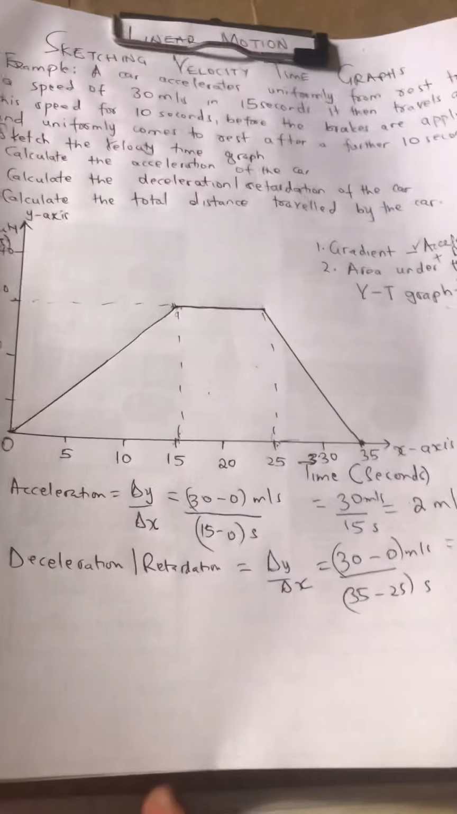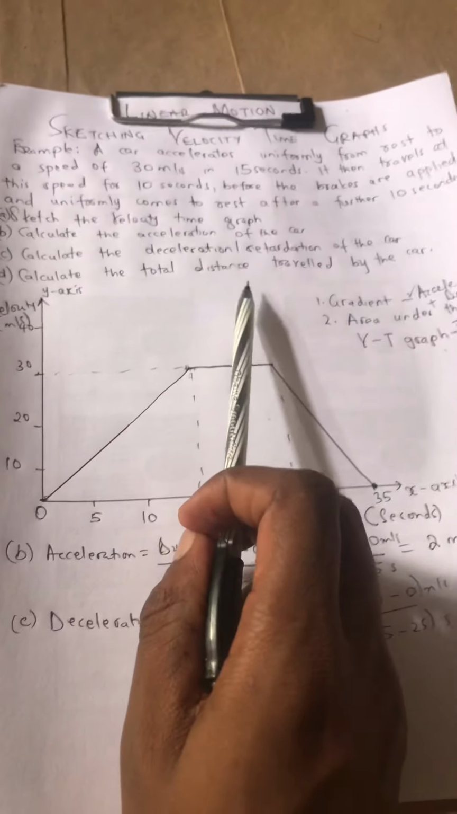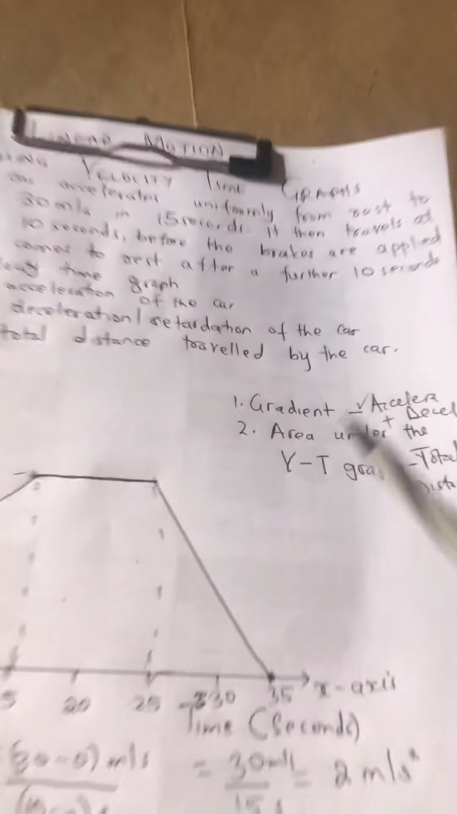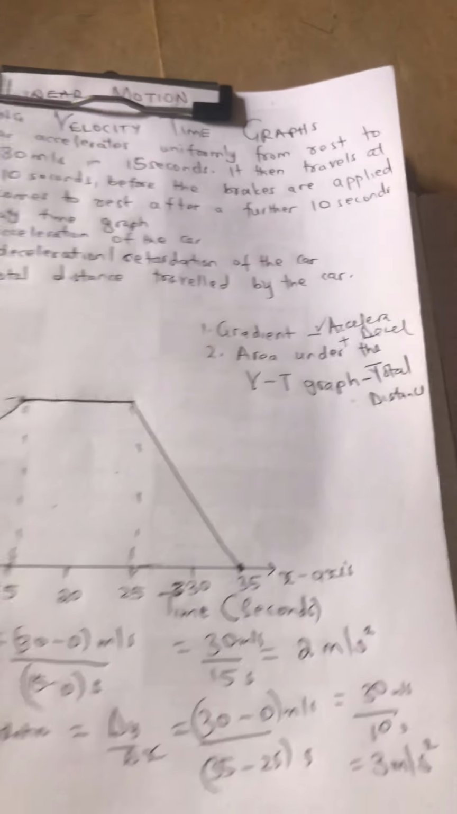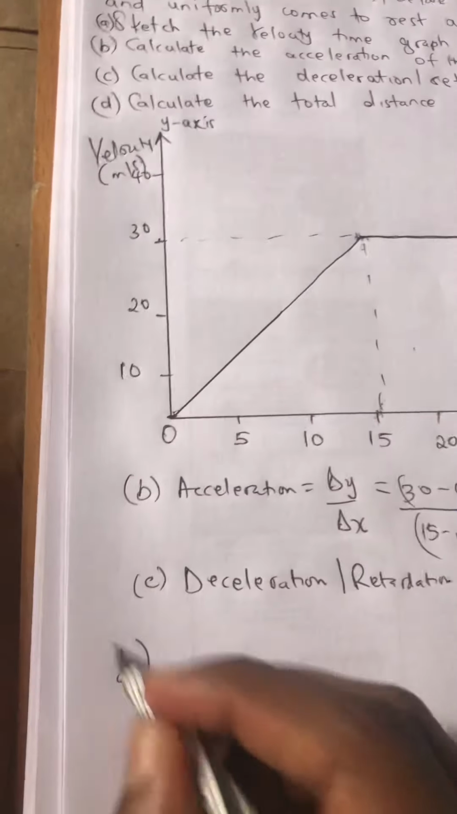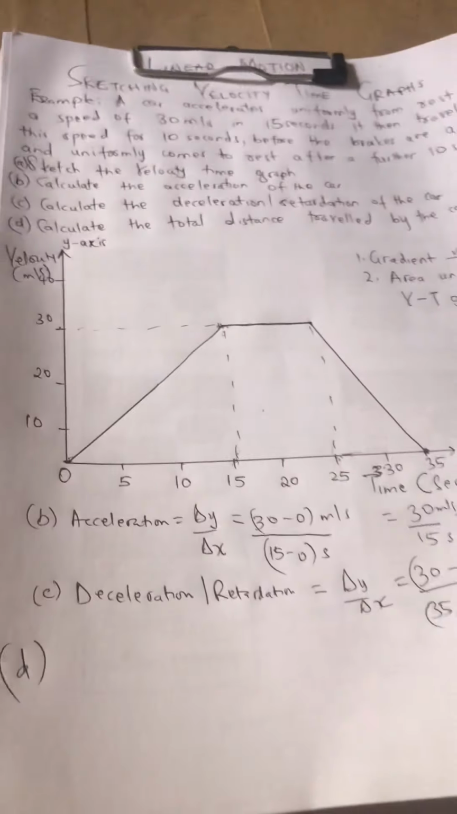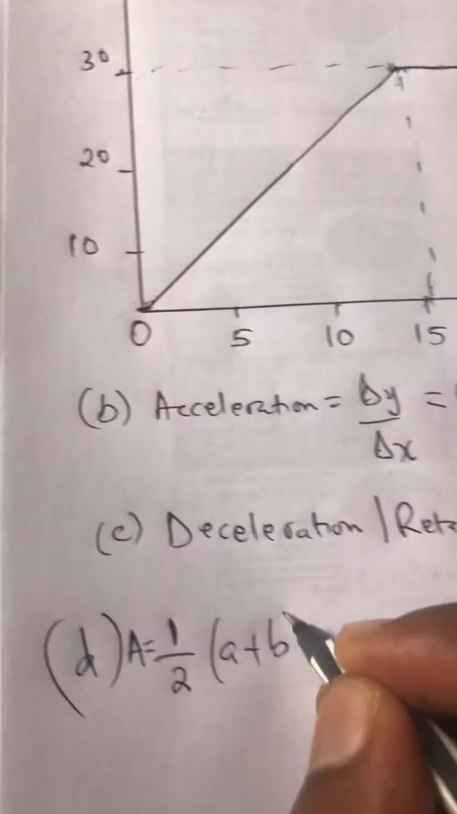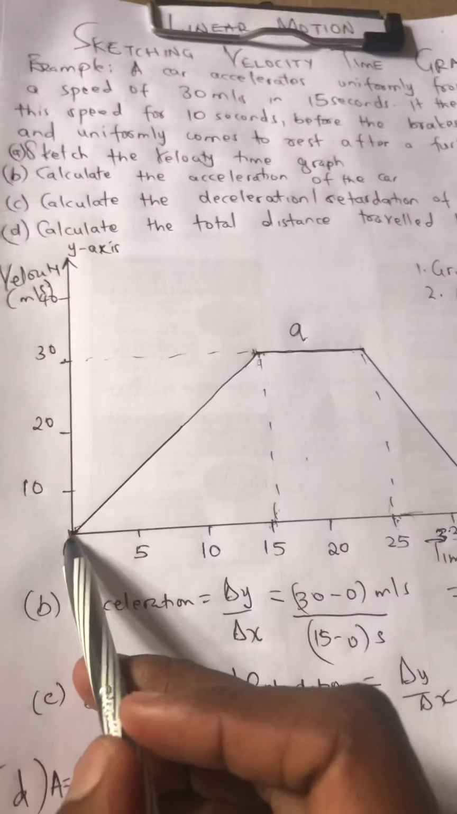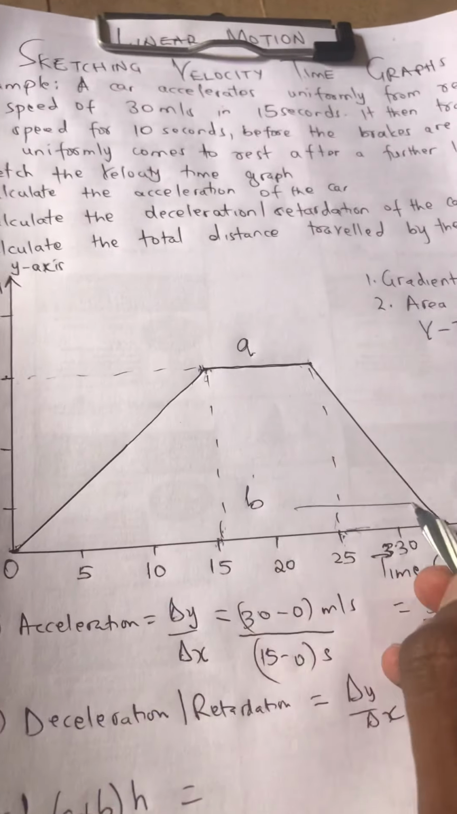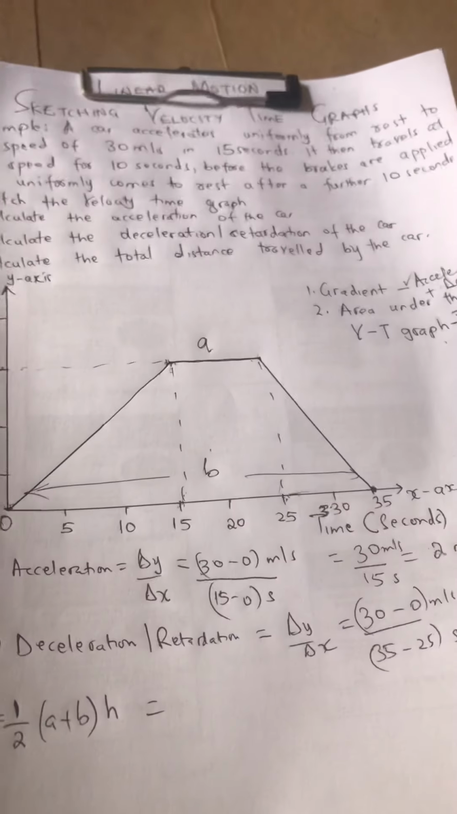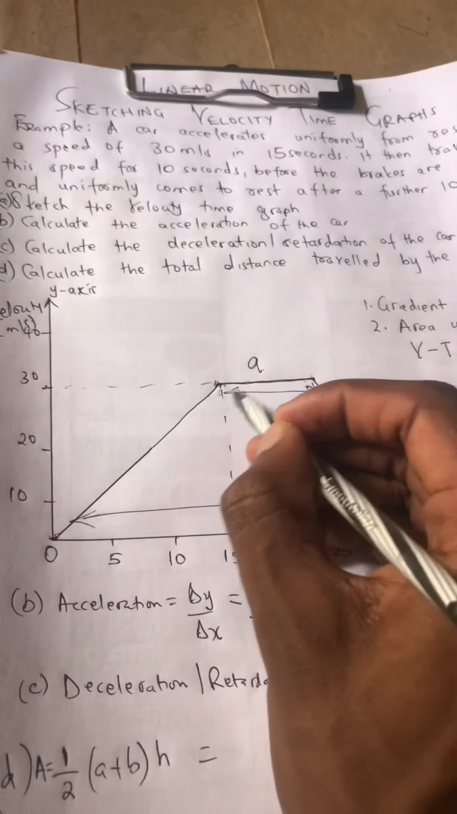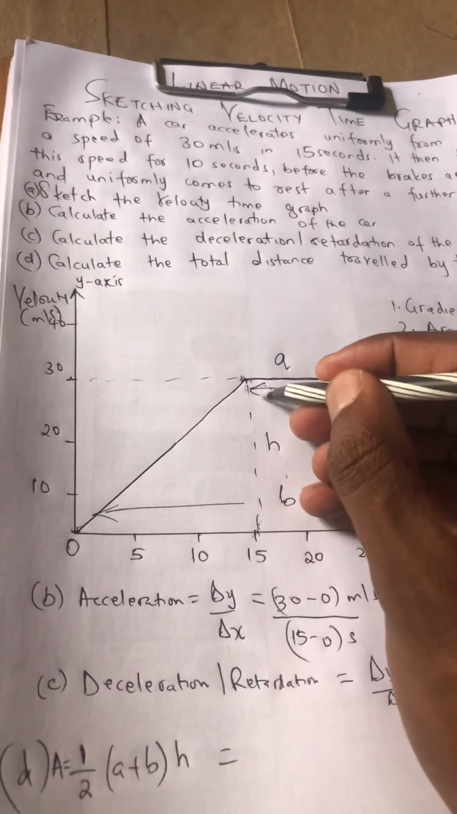Lastly, we are asked to calculate the total distance traveled by the car. Remember I told you the area under the velocity time graph will give you the total distance. So to get the distance of this shape, you ask yourself, what shape is this? It is a trapezium. How do you get the area of a trapezium? Area of a trapezium is a half, A plus B, multiplied by H. What is our A? Our A is here. Our B is from here to here. So this is our B, the bottom one. This is our A at the top. And this is our height here.